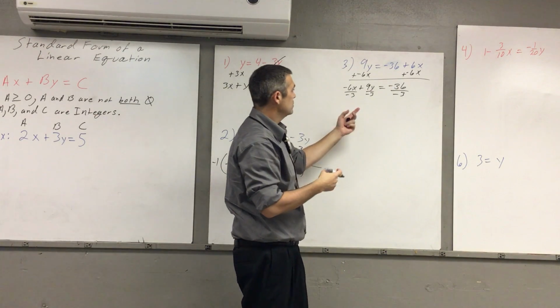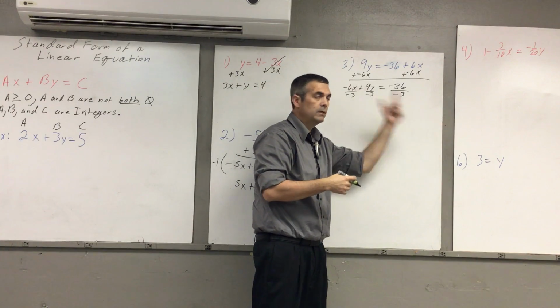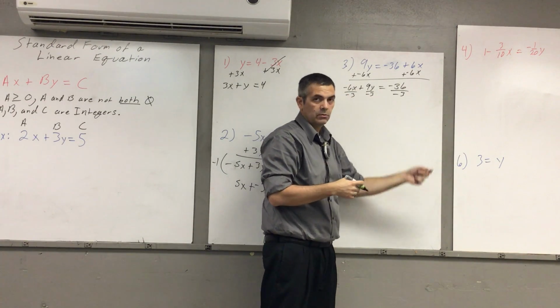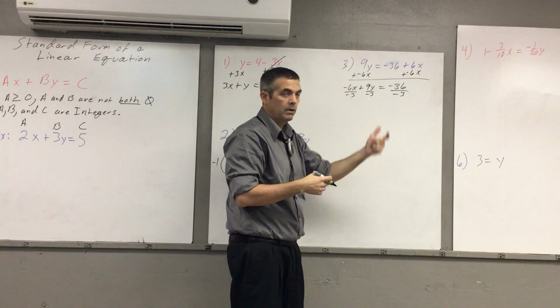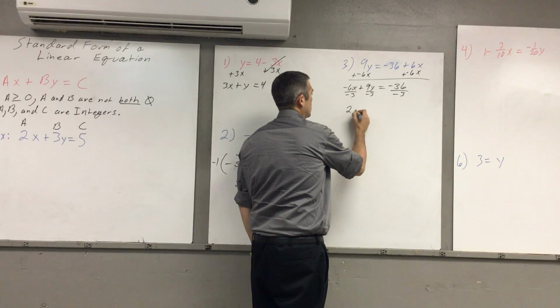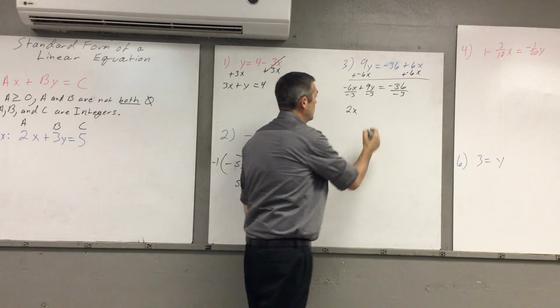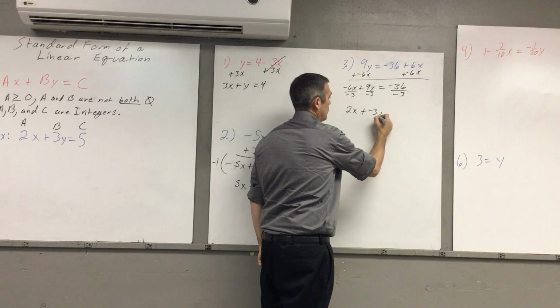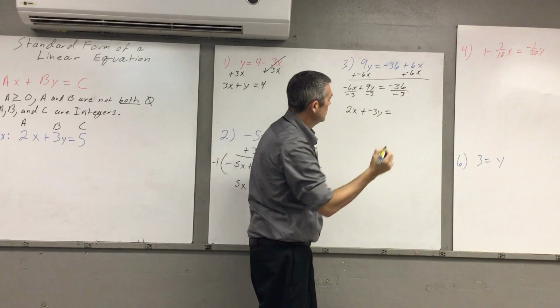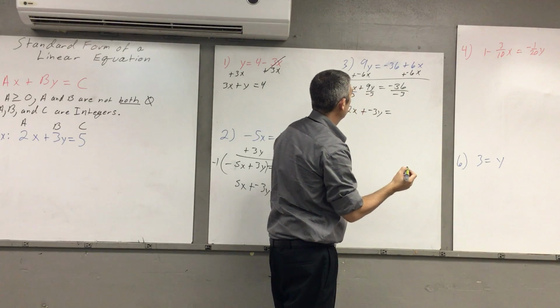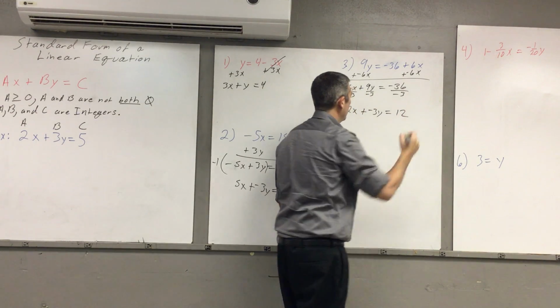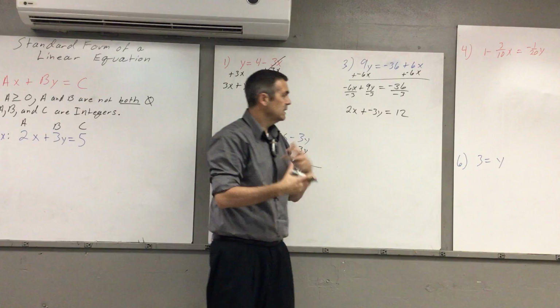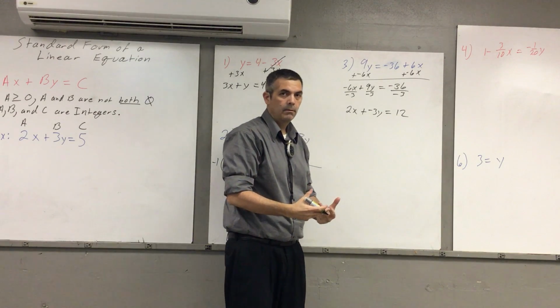So that's why we're using this, because each one is divisible by 3, and we're using the negative to turn the first part here into a positive. So we get 2x plus negative 3y equals a positive 12. And now, see how that's in its simplest form now?